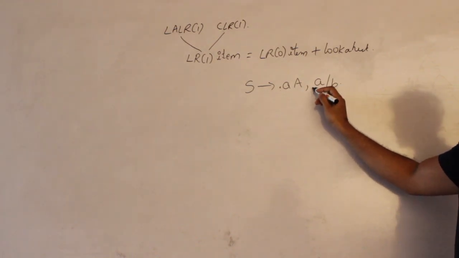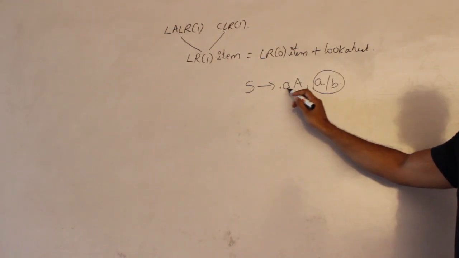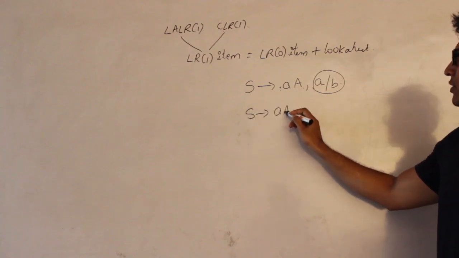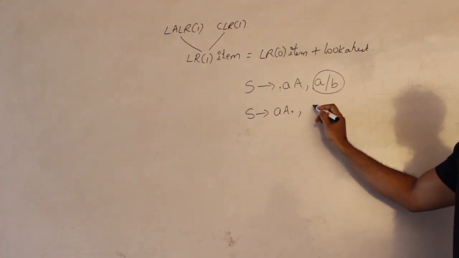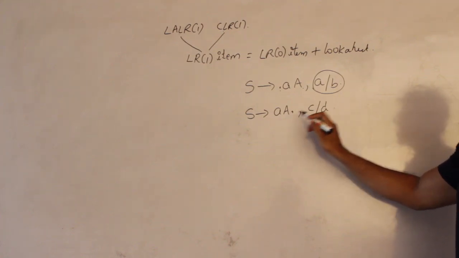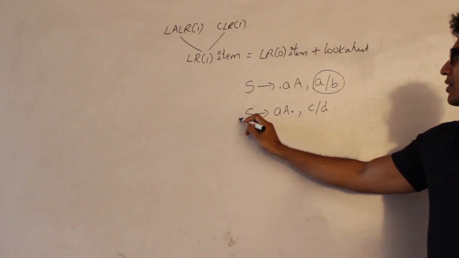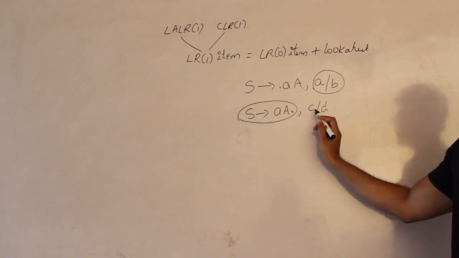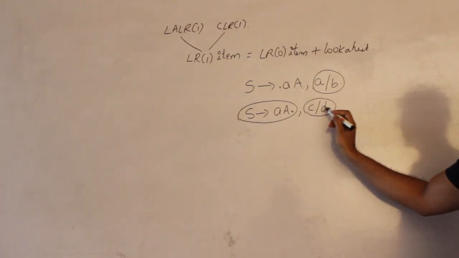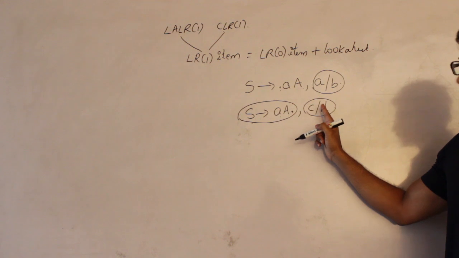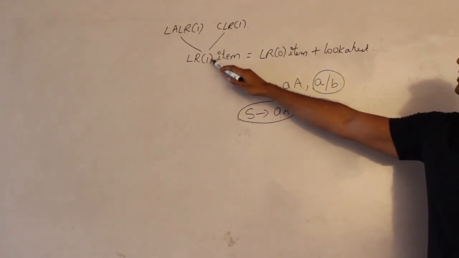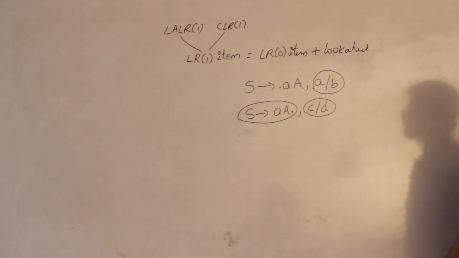What is the importance of these look aheads? Whenever we reach the final item, for example S derives AA dot, and at that place the look ahead is C comma D, it means don't place the reduce move in the entire row or in the follow of the left hand side, just place it in the look ahead symbols. Therefore these look aheads are useful in determining where to place the reduce move for the final item. I'll take an example and show you how the canonical collection of LR1 items is formed.